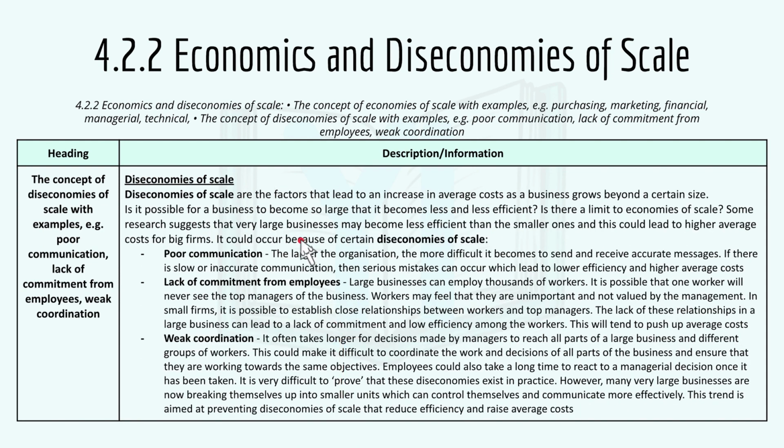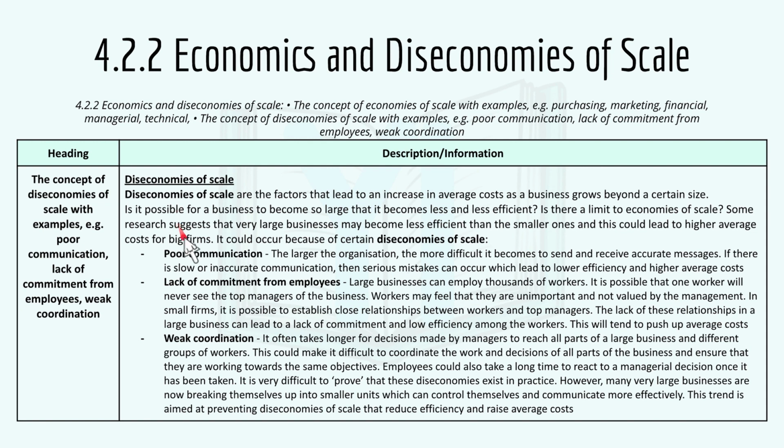And then we have diseconomies of scale. Diseconomies of scale are the factors that lead to an increase in average cost of a business as the business grows beyond a certain size. Is it possible for a business to become so large that it becomes less and less effective? Is there a limit to economies of scale?